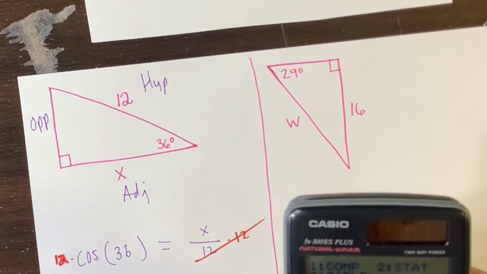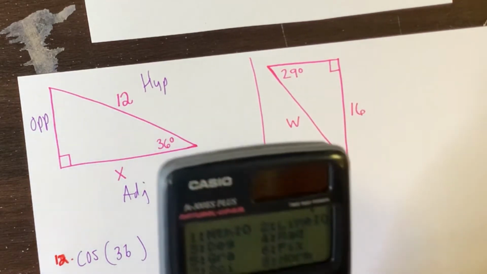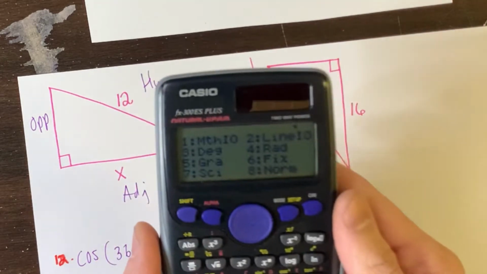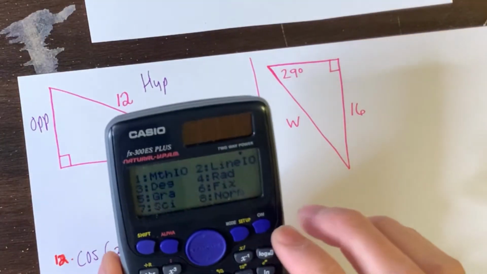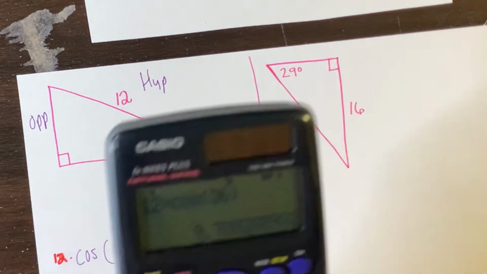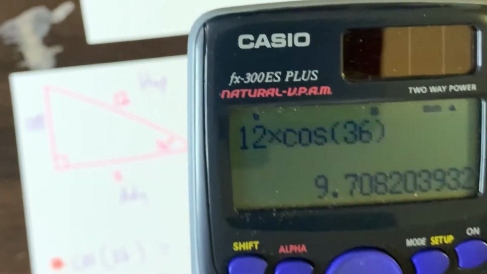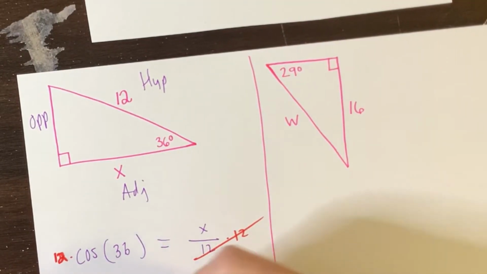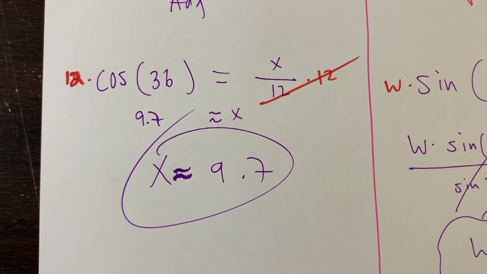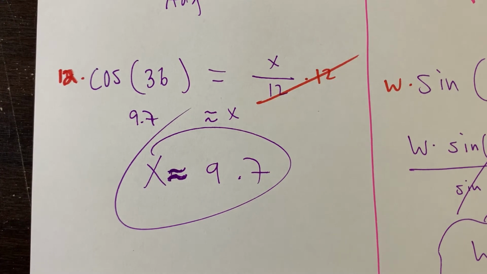I am going to make sure that my device is set to degrees. I'm not sure if you have radians or degrees on yours, or if you're using this calculator or an iPhone or whatever, but I'm going to make sure that I'm in degrees because we're using degrees. So now I'm going to type in 12 times cosine of 36, and that would be the answer there. I don't know how they want you to round. I'll call it 9.7. So for this problem, I would say that x equals about 9.7, because this was 9.7, is approximately x. Final answer.